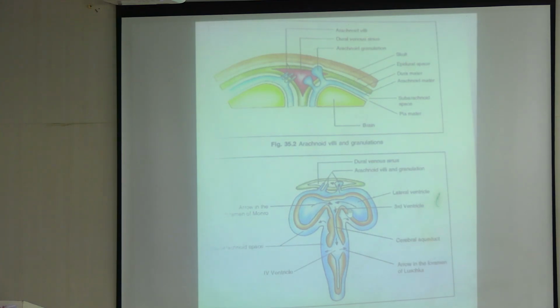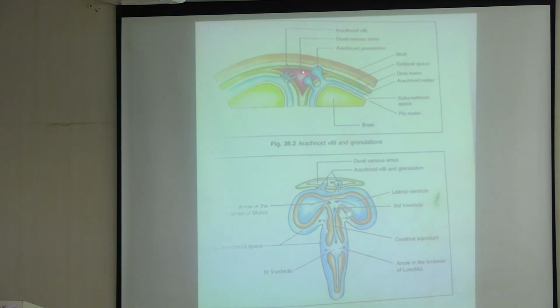Visually, here you see this space is the subarachnoid space containing CSF. From here it is coming here. From here it will diffuse into the venous sinus. In this way, from subarachnoid space it will come into the venous sinus, the dural venous sinus.